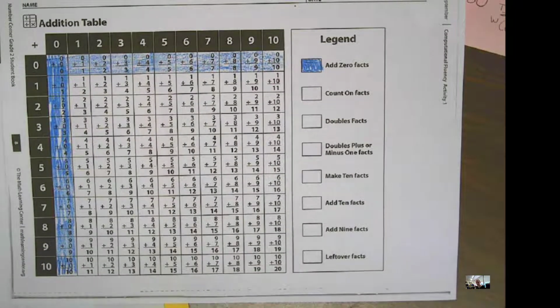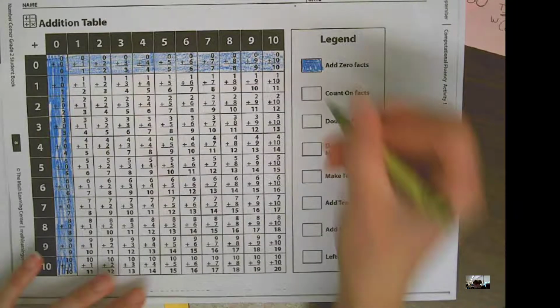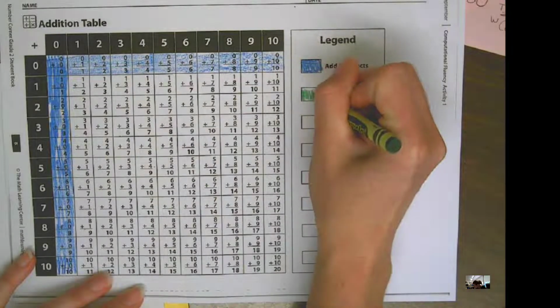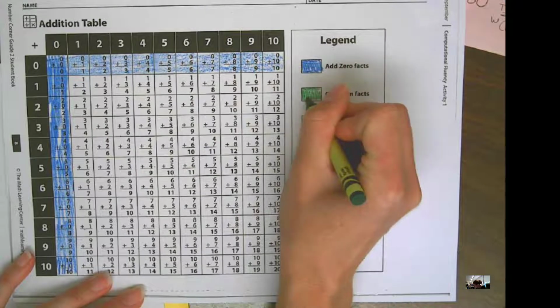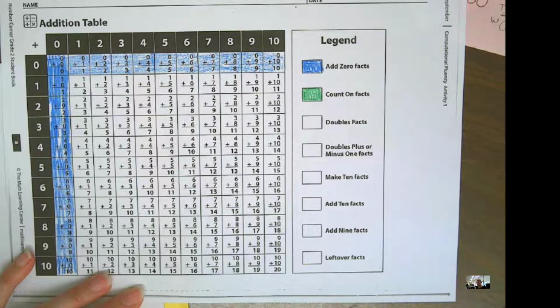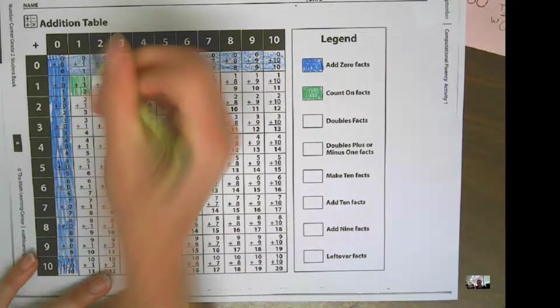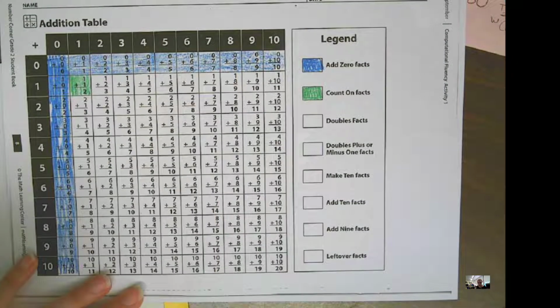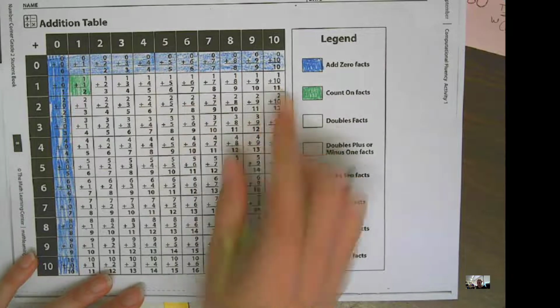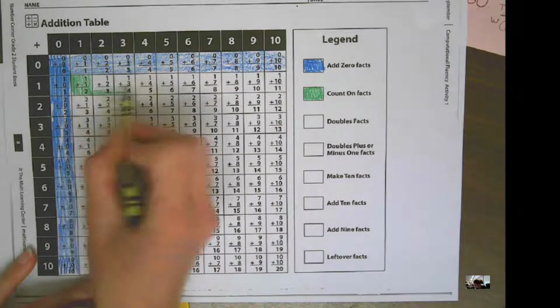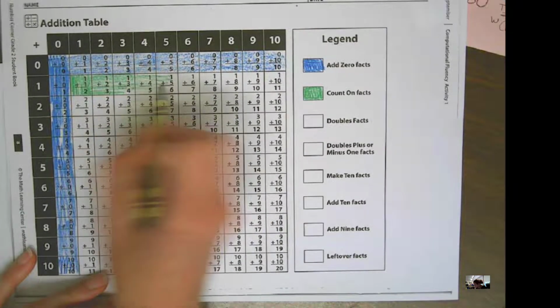Okay, now today we're going to focus on these count on facts. And I'm going to use counting on 1, which is what we're focusing on mainly today. Okay, so any number that you're adding 1 with. So again, we're coloring light. So 1 plus 1 all the way to 1 plus 10. We need to shade in green.